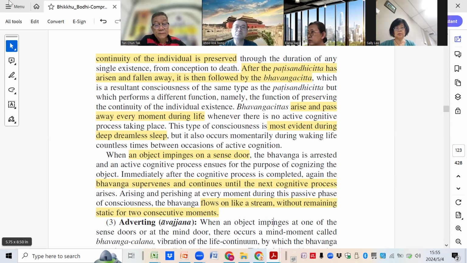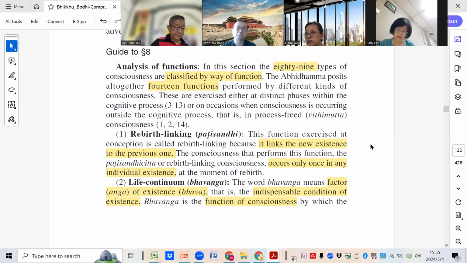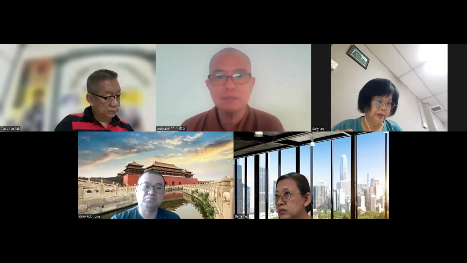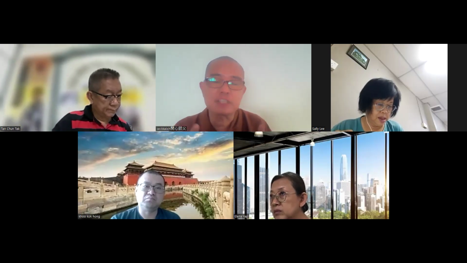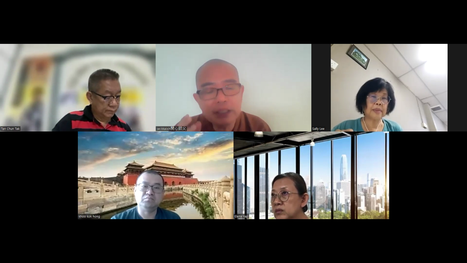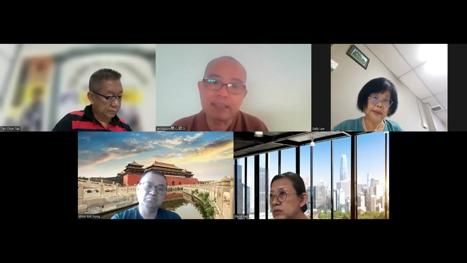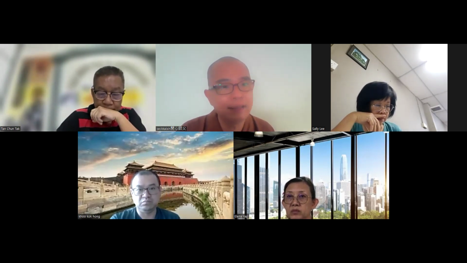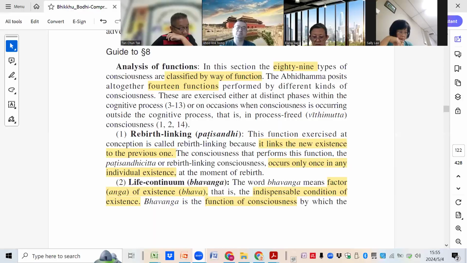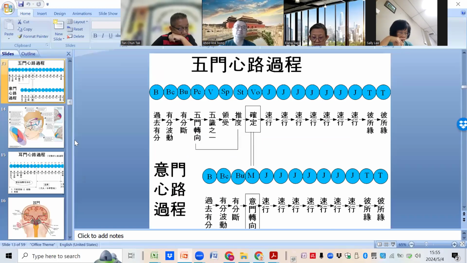Okay, class, now we start with the chapter of the function. This is the most important chapter, because we need the function for all the 89 consciousness in order to demonstrate the cognitive process for all the organs, including our brain. Okay, so number one, we call it rebirth linking. Rebirth linking is very important. Why? Class, let's take a look.